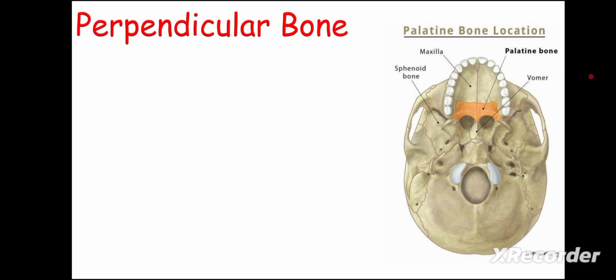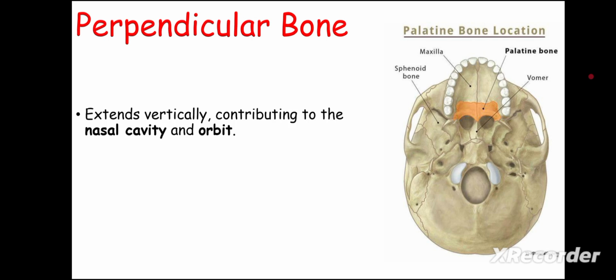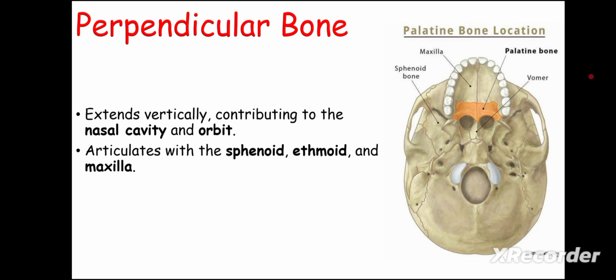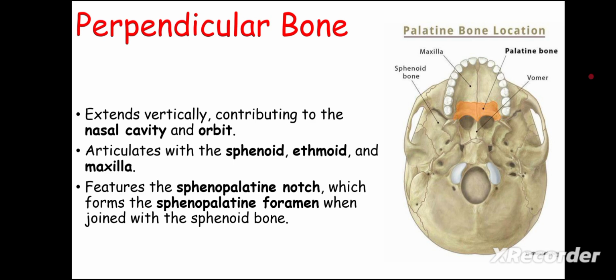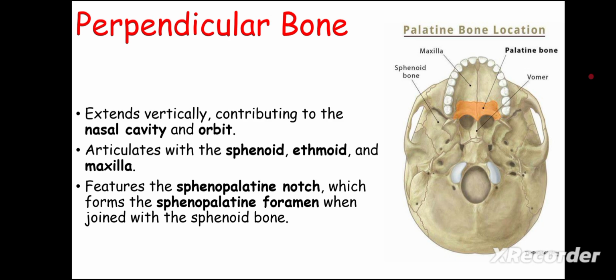The next part of palatine bone is perpendicular plate. It extends vertically and contributes to the nasal cavity and orbit. It articulates with the sphenoid bone, ethmoid bone, and maxilla. It features the sphenopalatine notch, which forms the sphenopalatine foramen when joined with sphenoid bone.